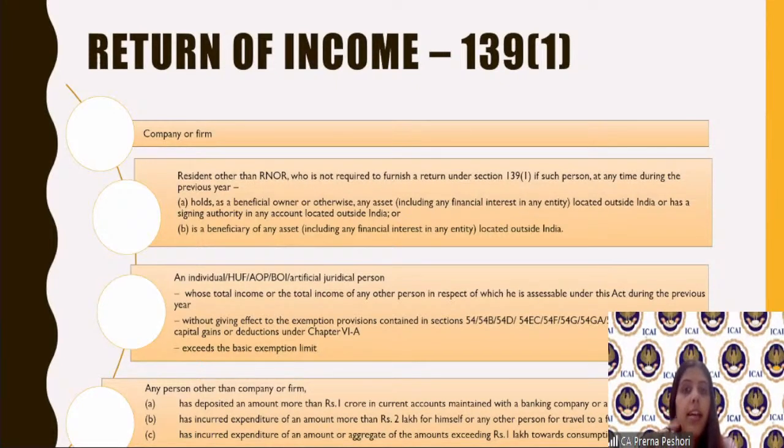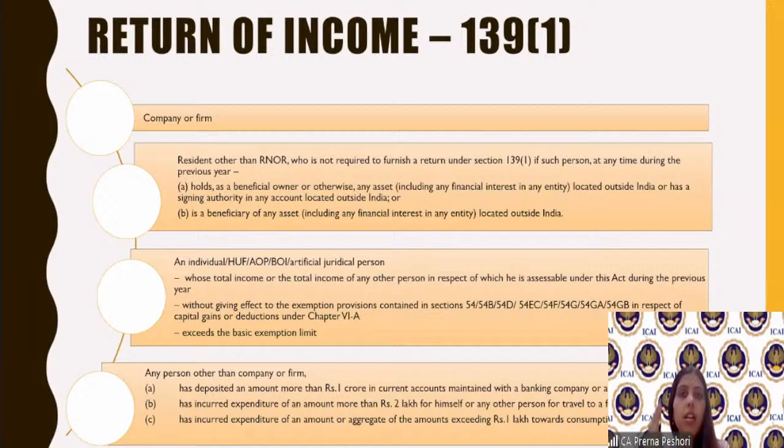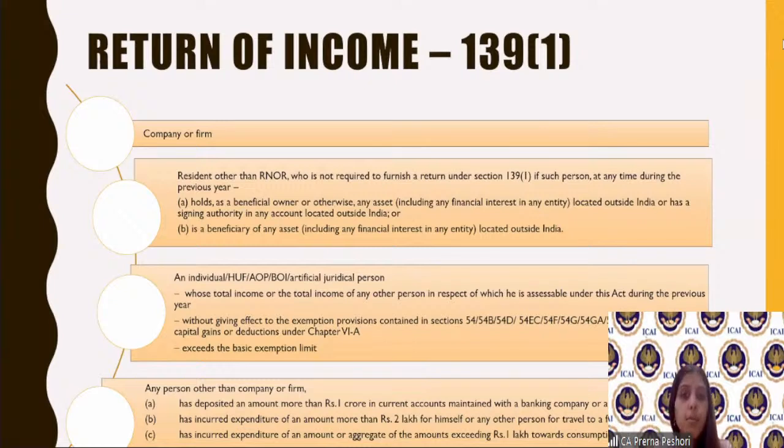And any other person other than these categories, if their total income exceeds the basic exemption limit, then they are required to file the return of income. Any other person other than what we have mentioned so far, so other than a company or a firm, other than a person who has a beneficial interest outside India, individual or HUF or AOP, BOI, other than that, say for example, a cooperative society, they would be required to file the return of income only if the total income exceeds the basic exemption limit.